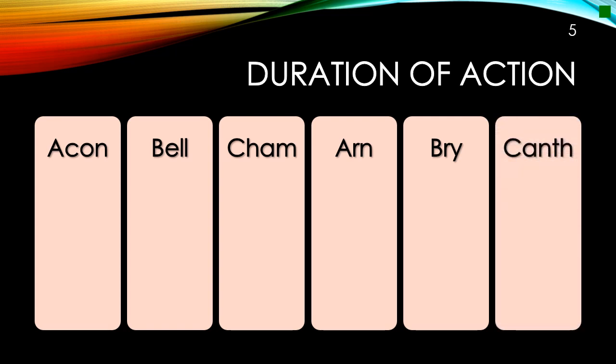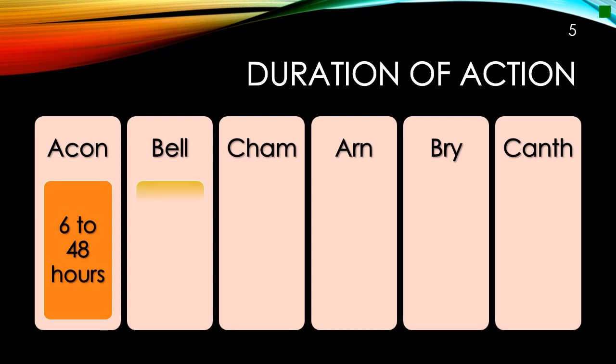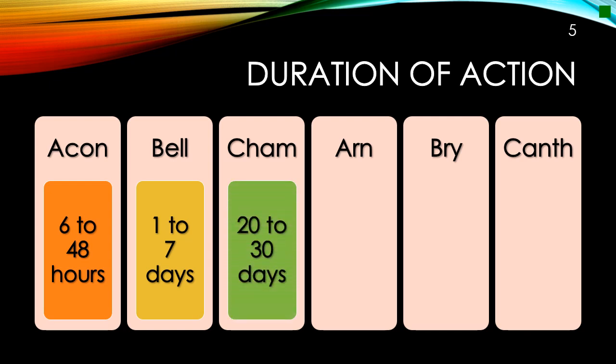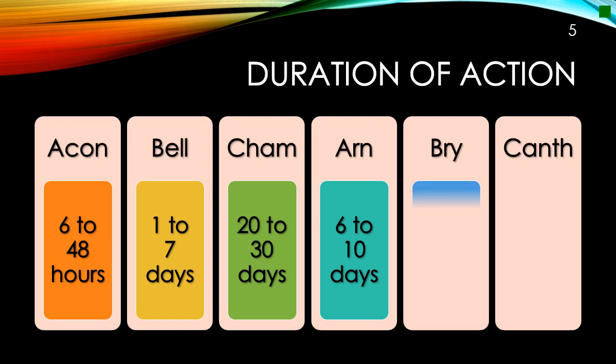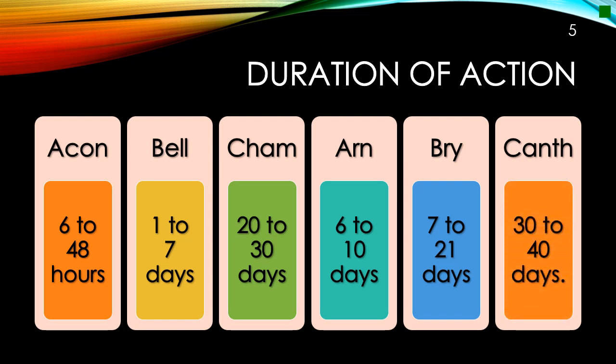So Aconite, as we said, is for sudden onset, and the duration of action is short, between 6 hours to 48 hours. Belladonna is also a short-acting, fast-acting remedy, and the duration of action is between 1 to 7 days, a little more than Aconite. Chamomilla, 20 to 30 days. Arnica, 6 to 10 days. Bryonia, from a week to 3 weeks, 7 days to 21 days. And cantharis is a remedy which is said to act between 30 to 40 days.